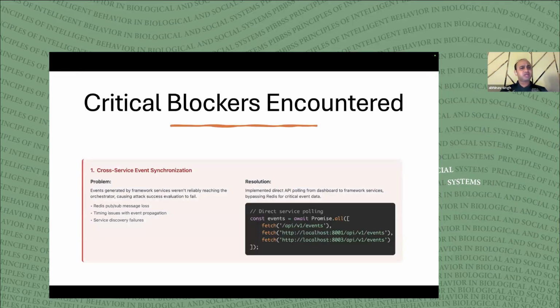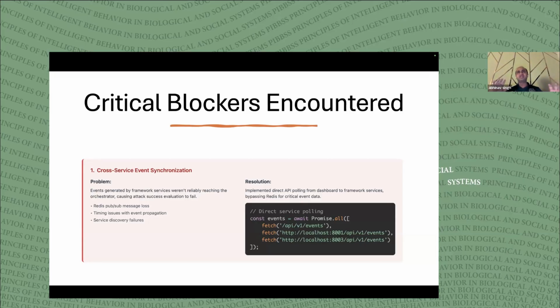So, some of the critical blockers that I encountered while building up this system. First one is cross-service event synchronization. Generating events, because all these different frameworks had different ways of creating logs and different ways by which multi-agent systems would interact and so on. So one of the main focus areas I always had when building up this system was to make sure that I have a consistent way to measure everything.